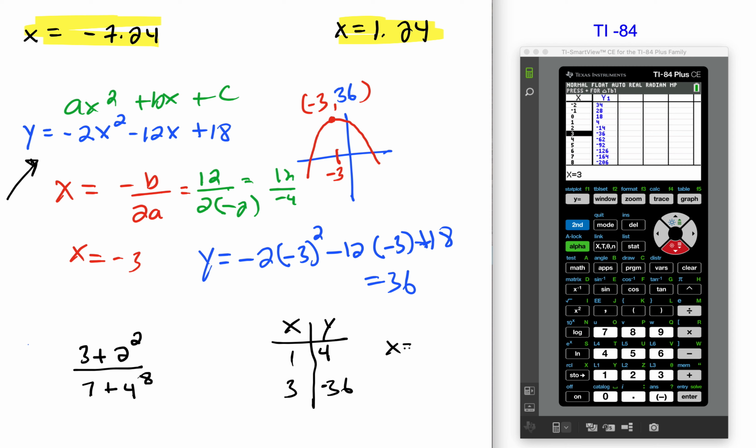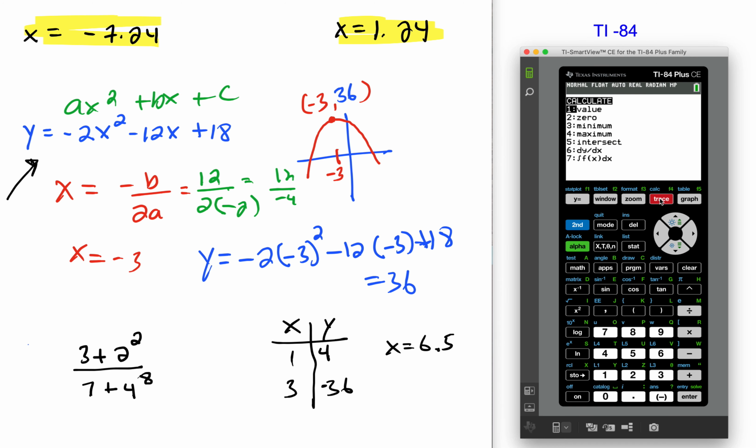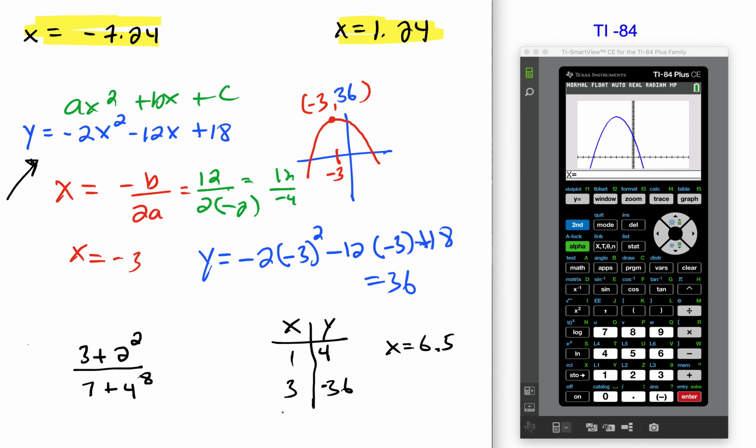But what about when x is 6.5? I don't see that there. I see 6, I see 7, no problem. Go to second calculate. It's not the trace, it's calculate, which is up there. You'll access it with the second button. And go to value, your first one. Let's type in, I'm curious about x is 6.5. So you type in 6.5 right here. Enter. Oh, y is negative 144.5. All right, so that means this right here is negative 144.5.